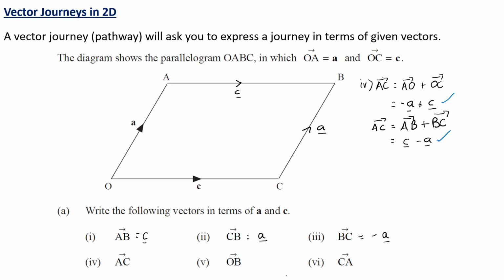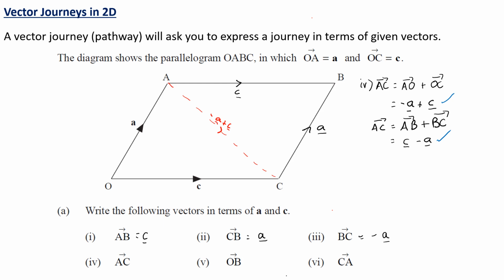A wee aside here is, now that we've got that, we now know that this dashed line here, I now know the name of that road. That road is now called minus A plus C.